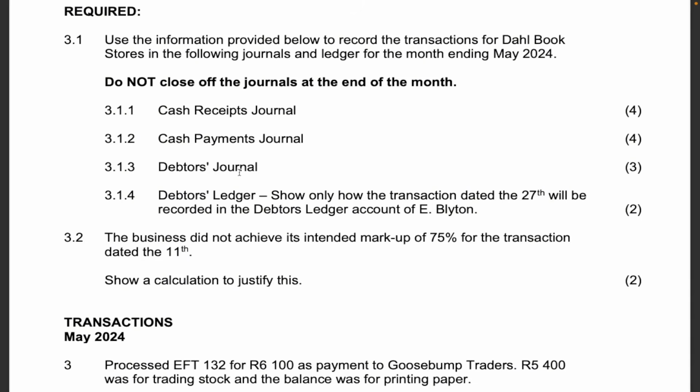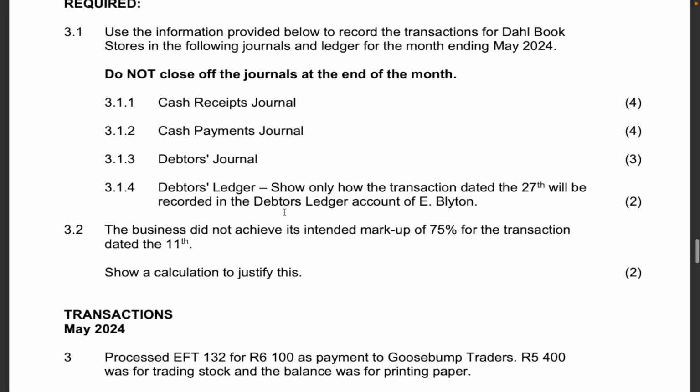We record everything that we have sold to our debtors on credit. Okay, so everyone who didn't pay us cash and would only pay us later would be recorded in the debtors journal. What about the debtors ledger? Well, the debtors ledger is where we record each specific debtor. So there would be a debtors ledger for each of our debtors.